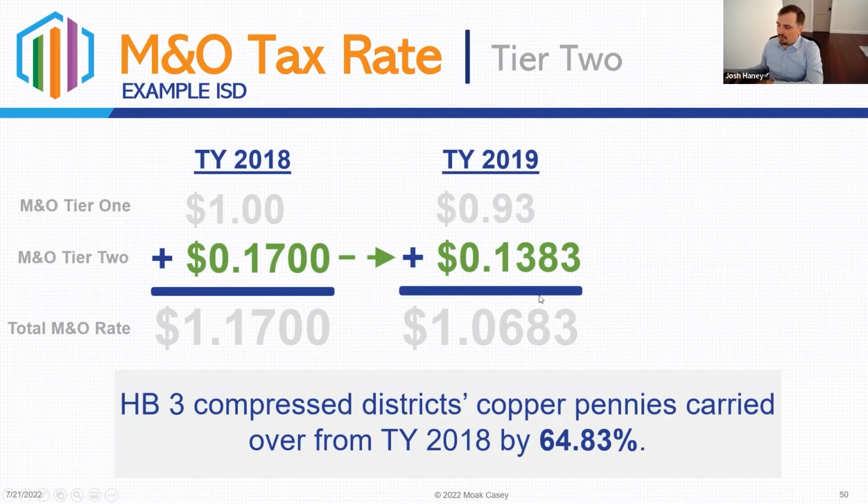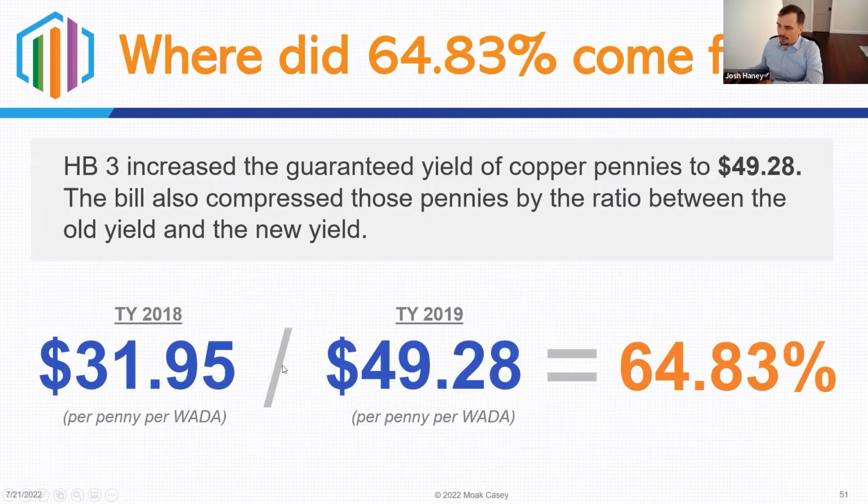And it was because your copper pennies were compressed by almost 65%. I'm not going to spend a whole lot of time on this, but naturally the question that comes up is where the heck did the legislature get 65% from? And it just has to do with the change in the yield of those copper pennies.